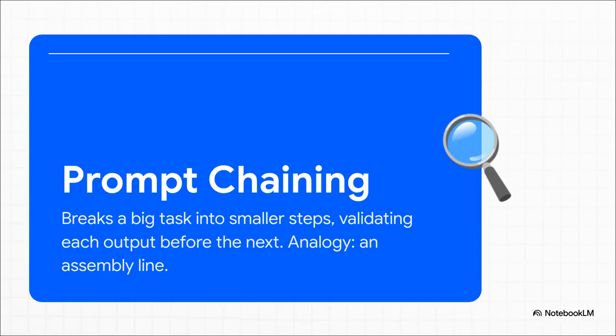The analogy here is absolutely perfect. Think of an assembly line. Each station on the line, or in this case, each prompt, does one very specific job. It then checks its own work for quality, and only then does it pass the result down to the next station. This whole modular approach is just fantastic for quality control.